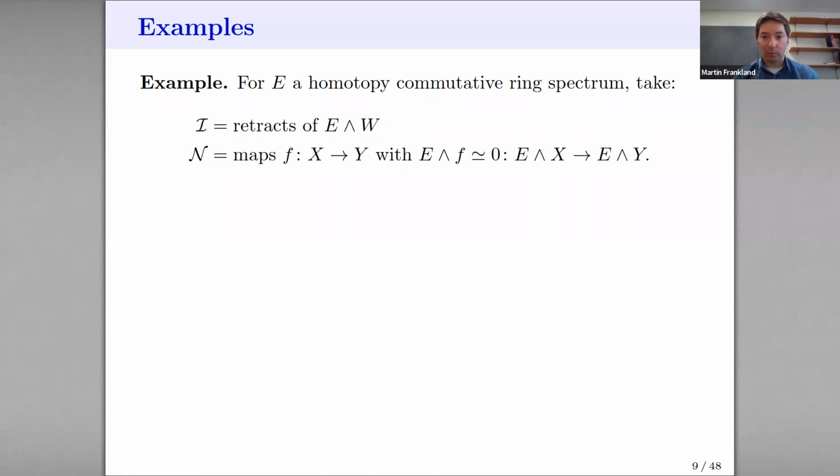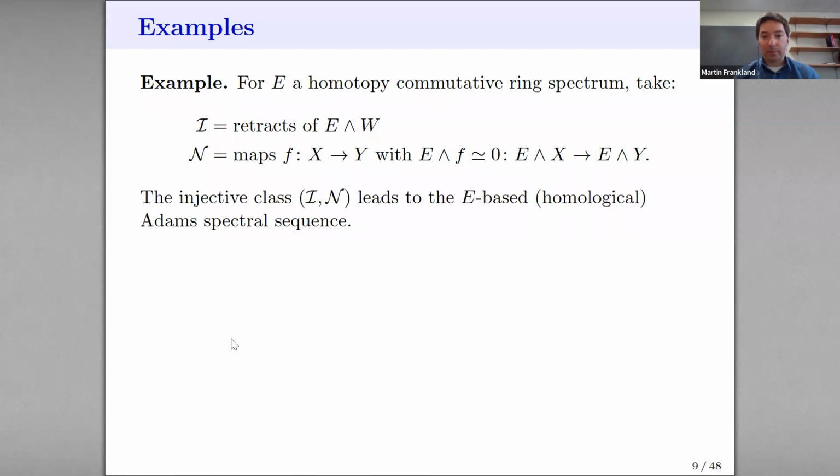You take your favorite nice ring spectrum E, and then your injective objects are the retracts of E smash some other spectrum. And the null maps are those that become null after smashing with E, which is stronger than inducing zero on E homology. It's a stronger condition, and those are the null maps. And this injective class gives you the E-based homological Adams spectral sequence. So all those classical variations all fit into that picture.